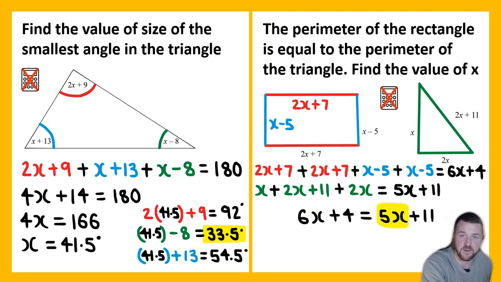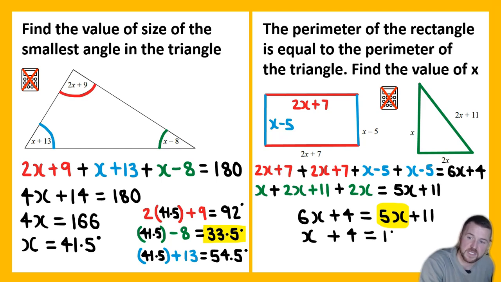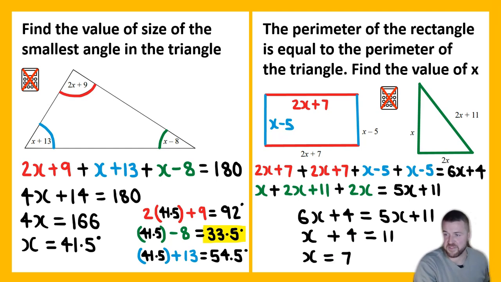Start by subtracting 5x from both sides of the equation. 6x take away 5x is x, so x plus 4 is equal to 11, and then subtracting 4 from both sides leaves me with x, which is equal to 7.